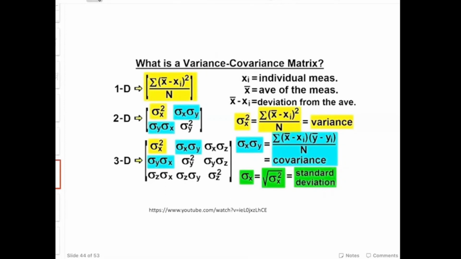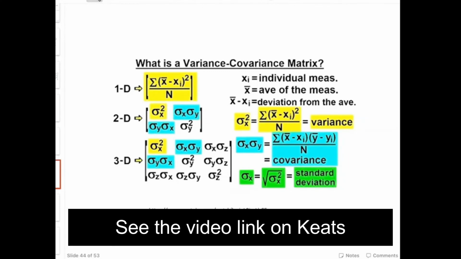Another application of matrices is the variance-covariance matrix. I'm going to play a video for you that I found on YouTube that explains the concept of variance and covariance matrix.